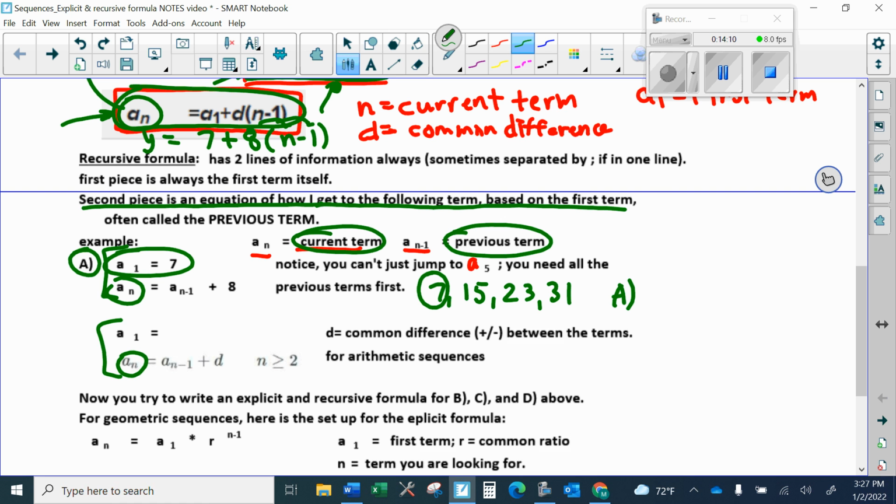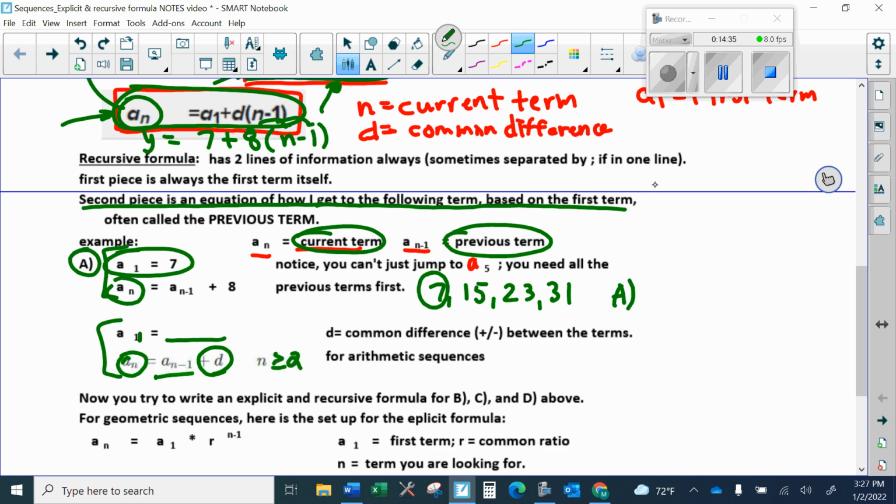So this is the general setup. A sub 1 equals whatever A sub 1 is. The current term, A sub n, equals the previous term. That's the A sub n minus 1. It's always the previous term plus the common difference. Remember, D stands for common difference. For n greater than or equal to 2, because you already got the first term right there. So now you're going to n being the second term and higher up.